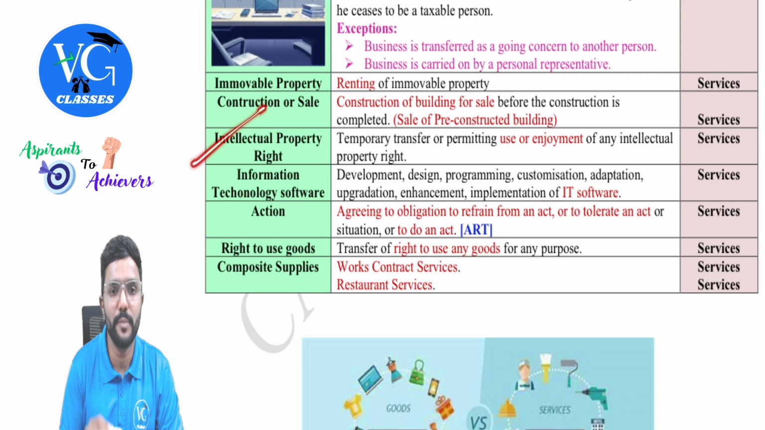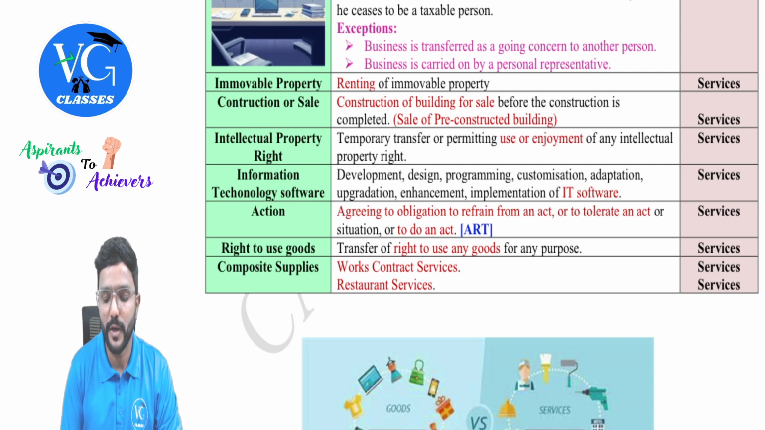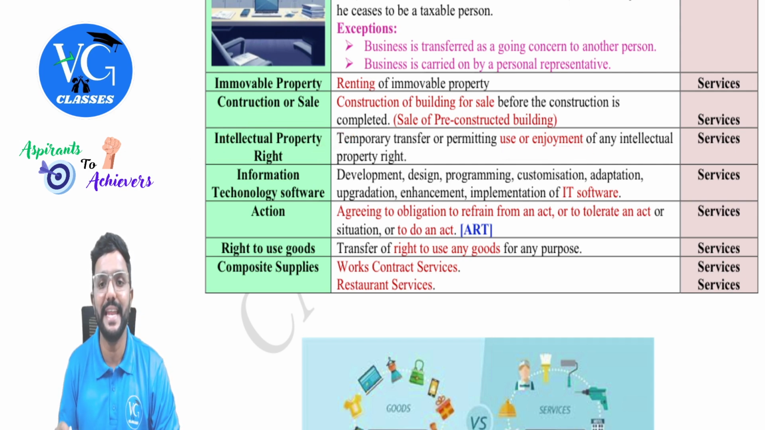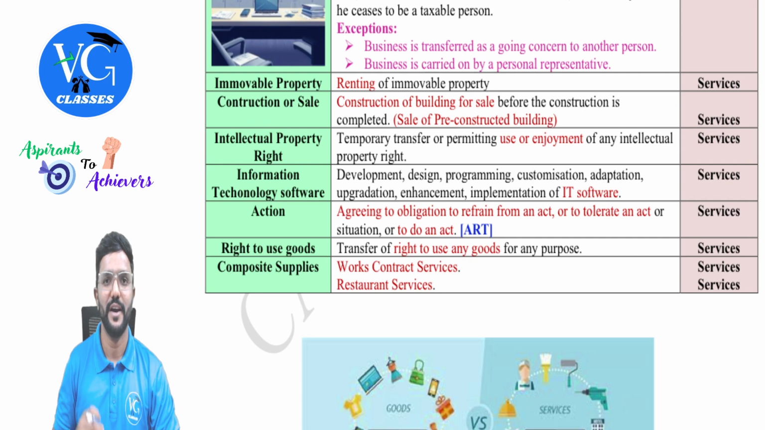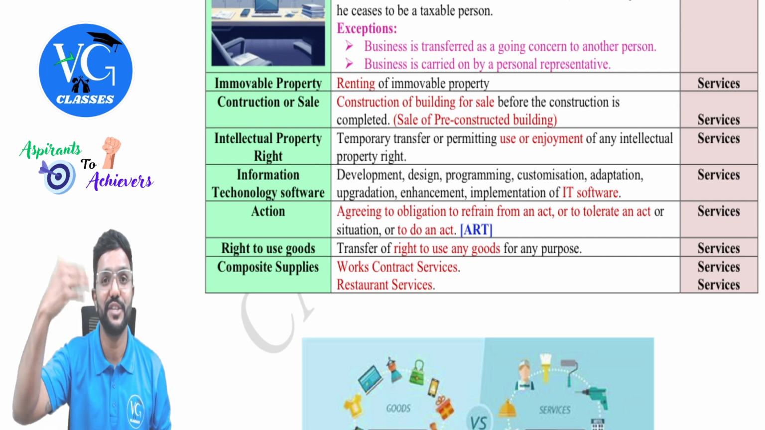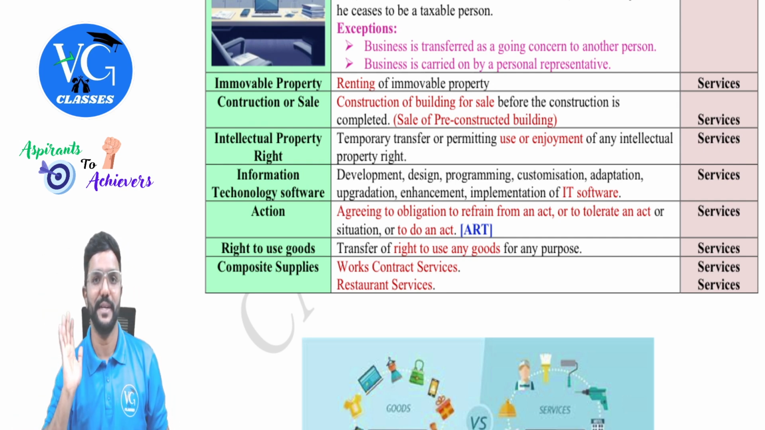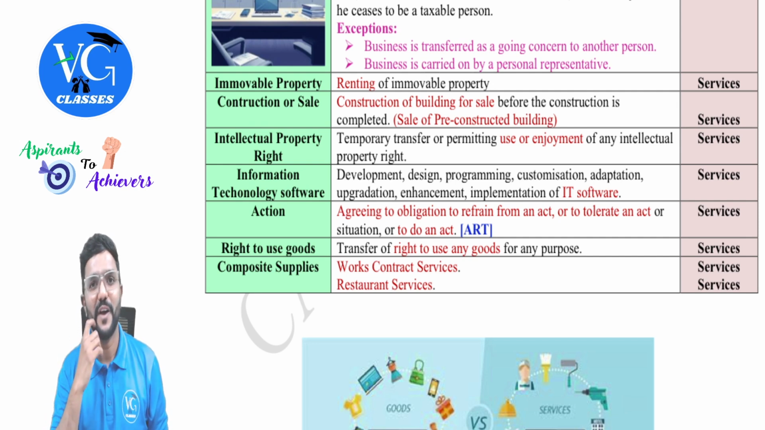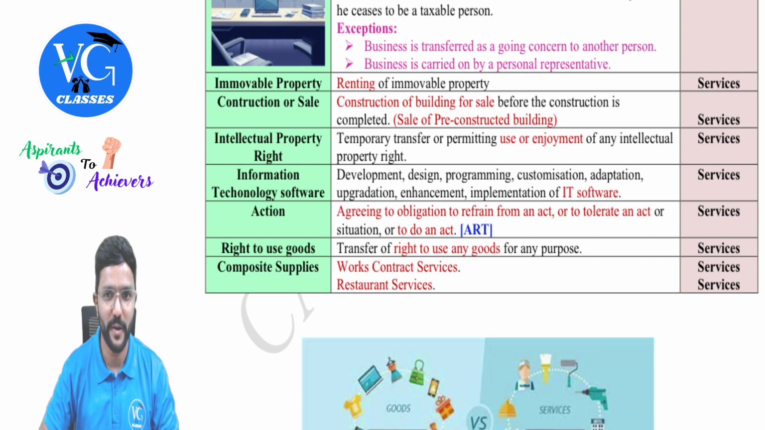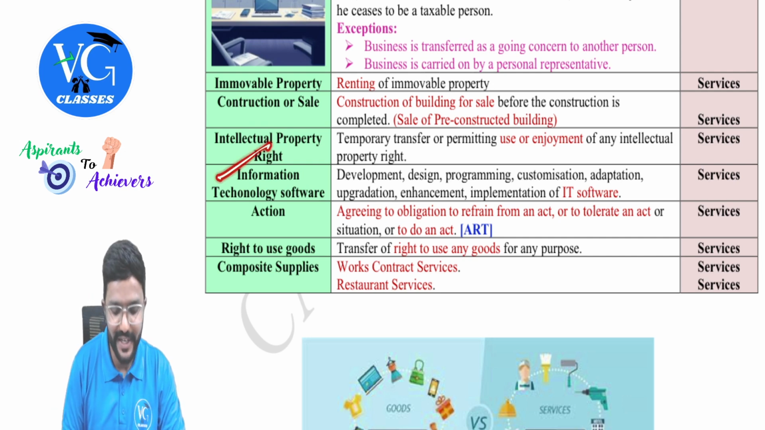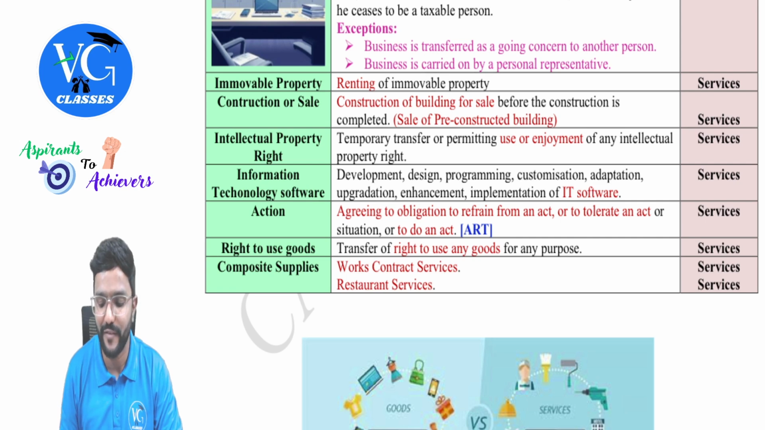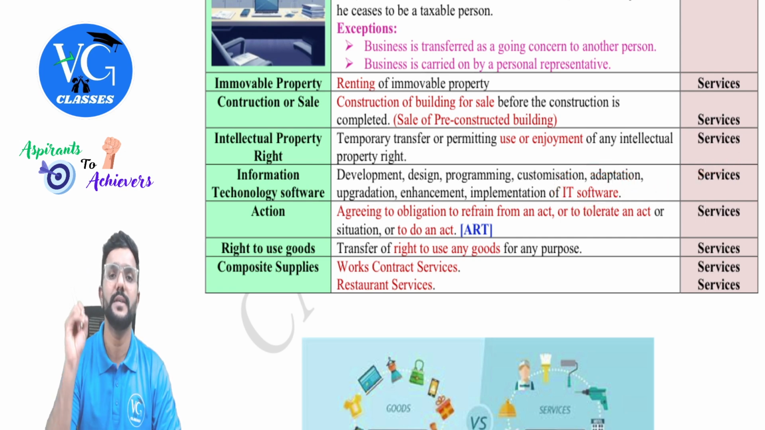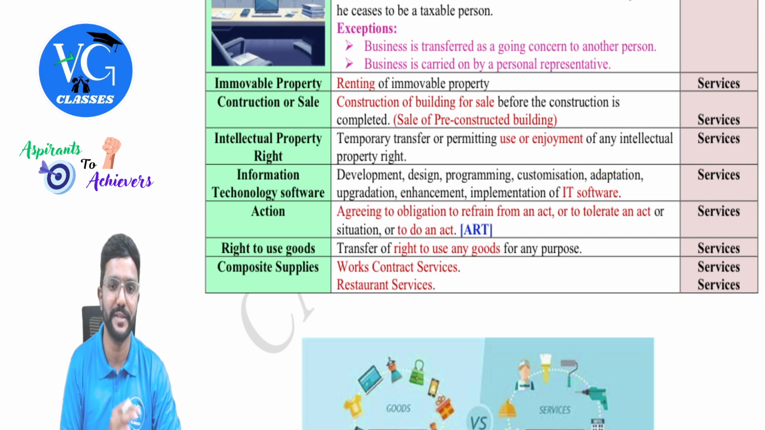Next, intellectual property right. Temporary transfer or permitting the use or enjoyment of any intellectual property right is always a supply of services, guys. Assume I know something which I am sharing, for which I am getting paid. It is always a supply of services, guys. Okay. Next, information technology software. Development, design, programming, customization, adaptation, upgradation, enhancement, implementation of IT software will always be a supply of services, guys. Anything related to software. Okay.